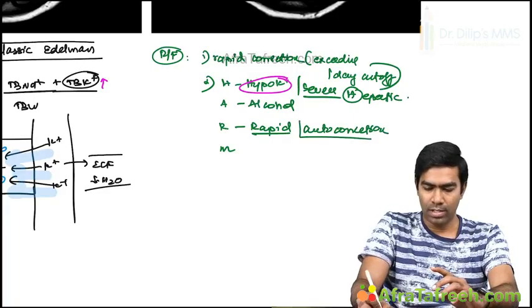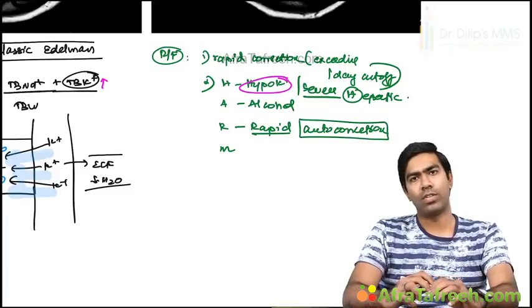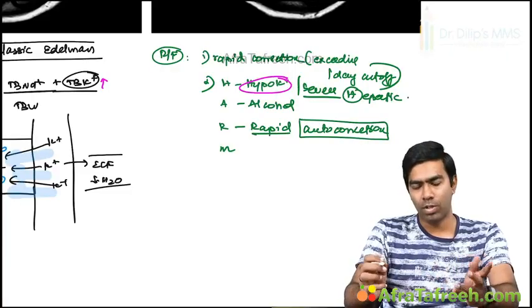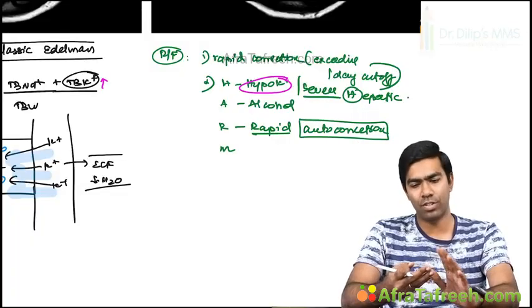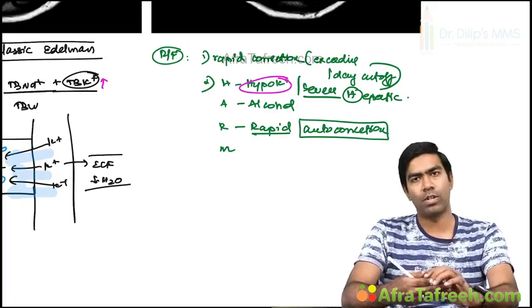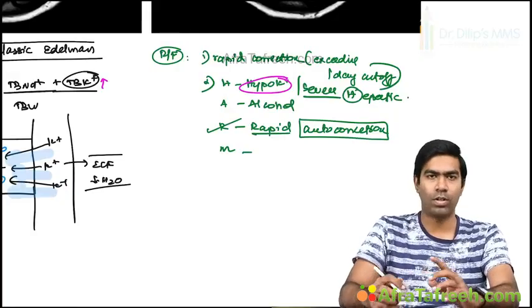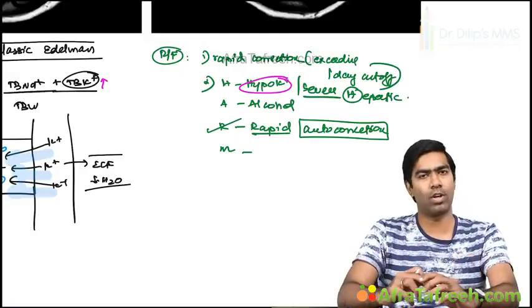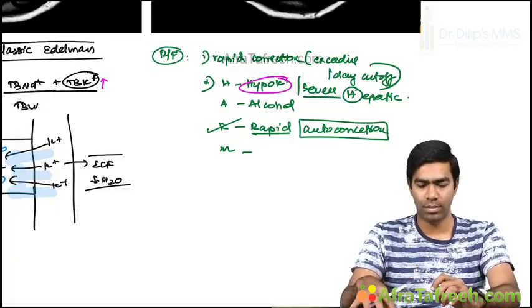So do you know what the conditions are that go for rapid autocorrection? One important condition is hypovolemic hyponatremia, then patients who have SIADH, patients who have adrenal insufficiency, patients who have hypothyroidism. All these patients are prone to rapid autocorrection, so you have to remember that also. Because once you treat the underlying cause itself, they will autocorrect rapidly. You need not give any sodium infusions or other corrective measures.